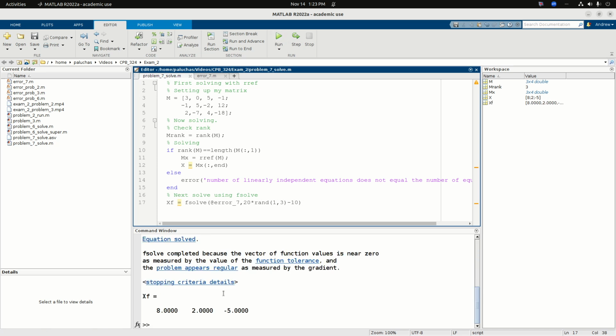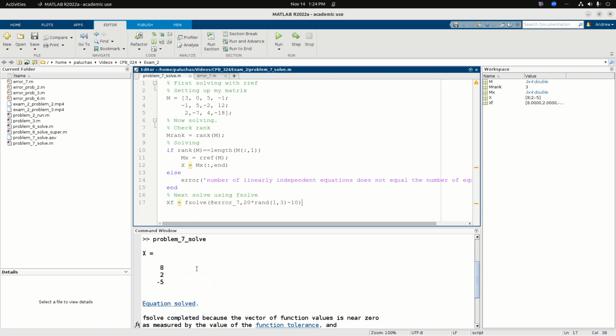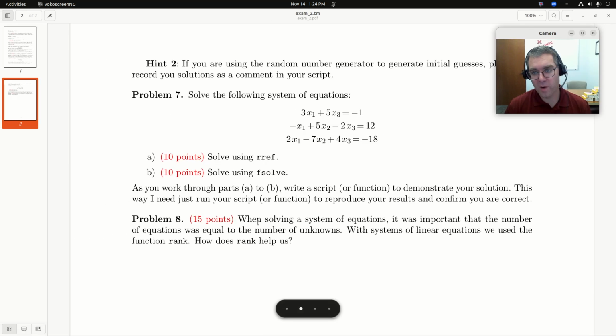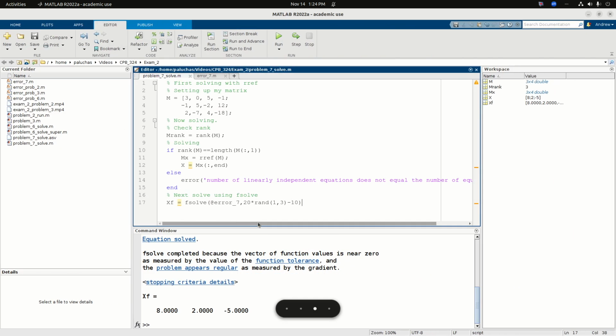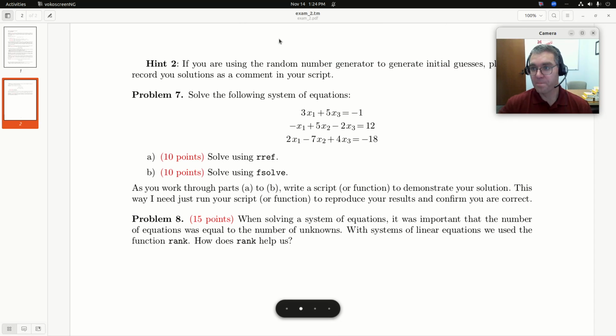So now if I run and solve, hey, equation solved, I get 8, 2, negative 5, which is exactly the same. Okay, great. Both are the same. So there is my solution to problem 7. And as a test, if I run this with different initial guesses, I keep getting the same value. Okay, cool. Let me know if you have any questions, and that's it for the quantitative questions on exam 2.